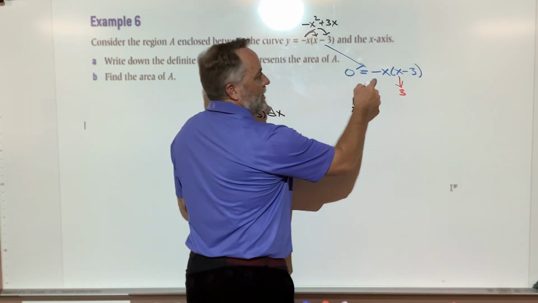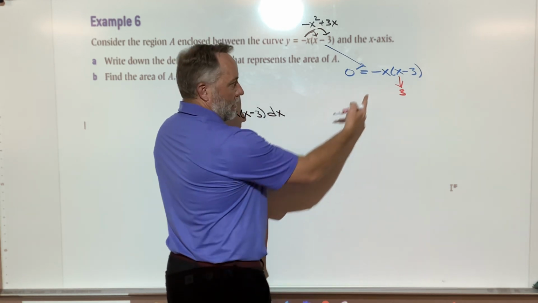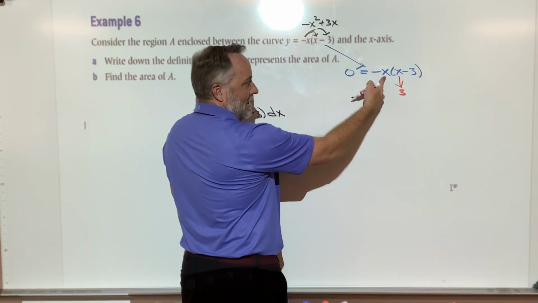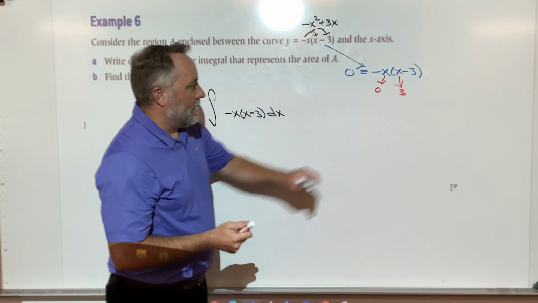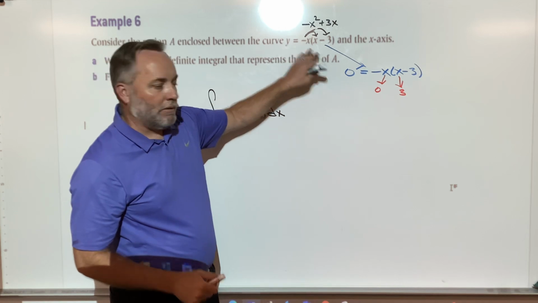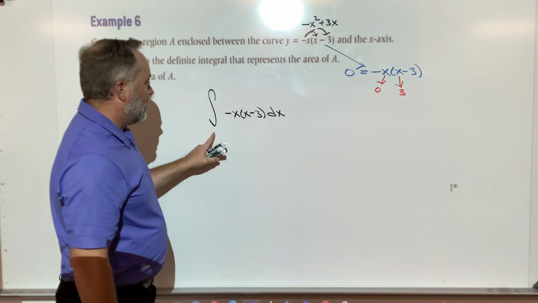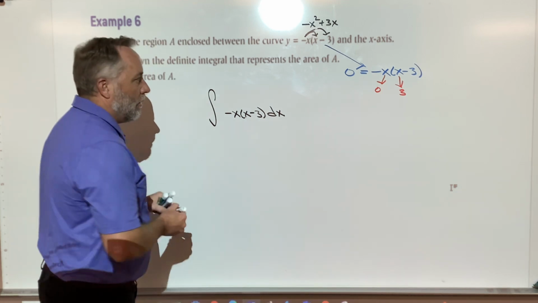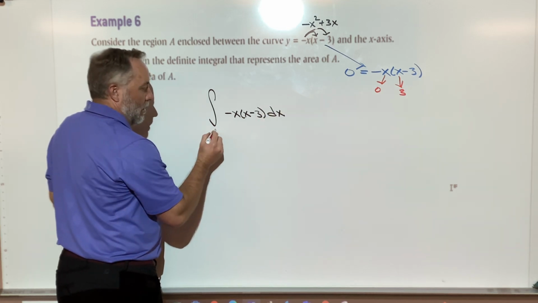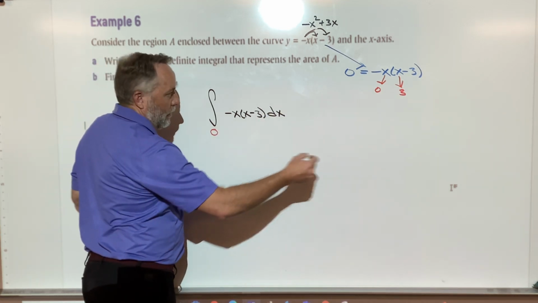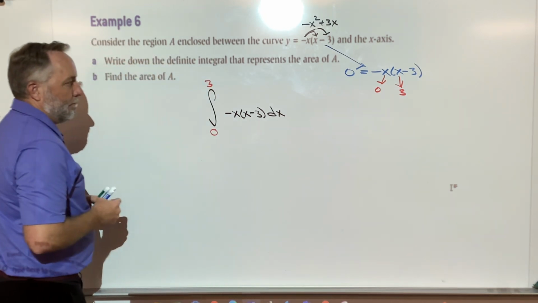The same thing happens here. What value for x will make negative x equal 0? What number can you put into negative x to make it 0? Well, that is 0. So the two places that will make the function equal 0 are 0 and 3. That's where it intercepts the x-axis, which is what gives you your bounds. So you pick whichever one's the lesser of the two to be your lower bound, which comes first moving left to right: 0 and 3.